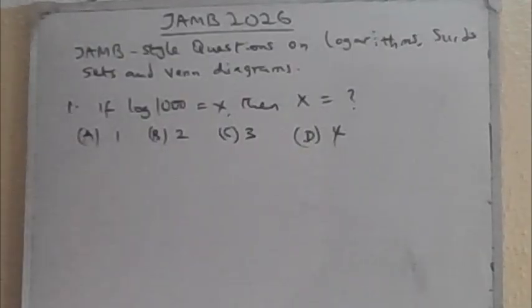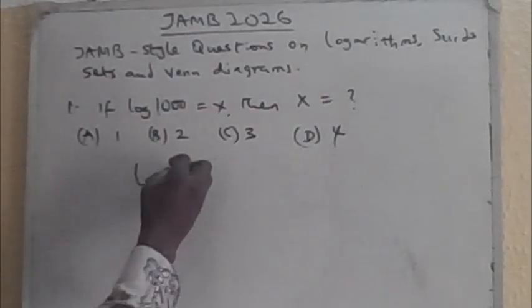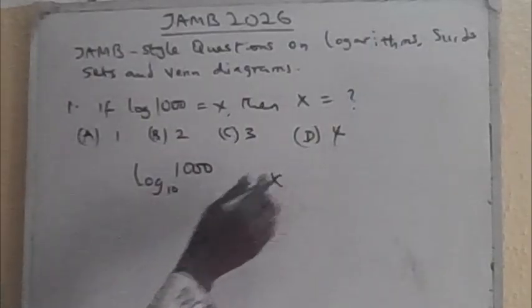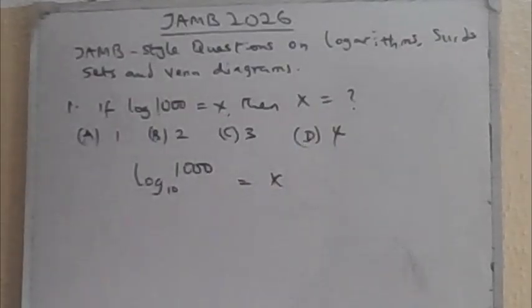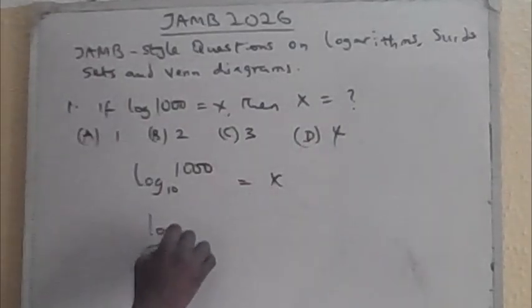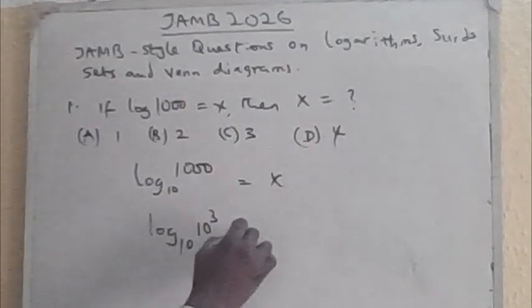So the first thing you do, take a deep breath. You just write log 1000 to base 10. We know that x is to base 10 already. So this 1000 is expressed in the form of indices. Again, log to base 10, 1000 is expressed as 10 raised to the power 3 is equal to x.